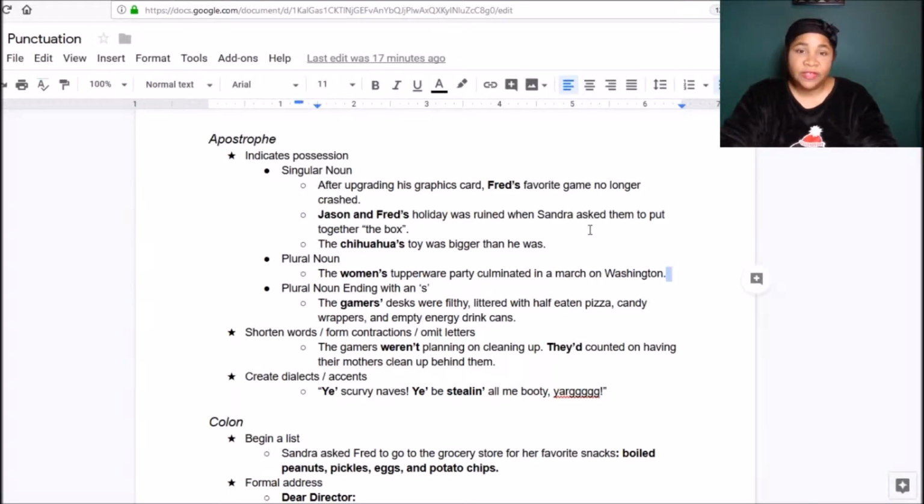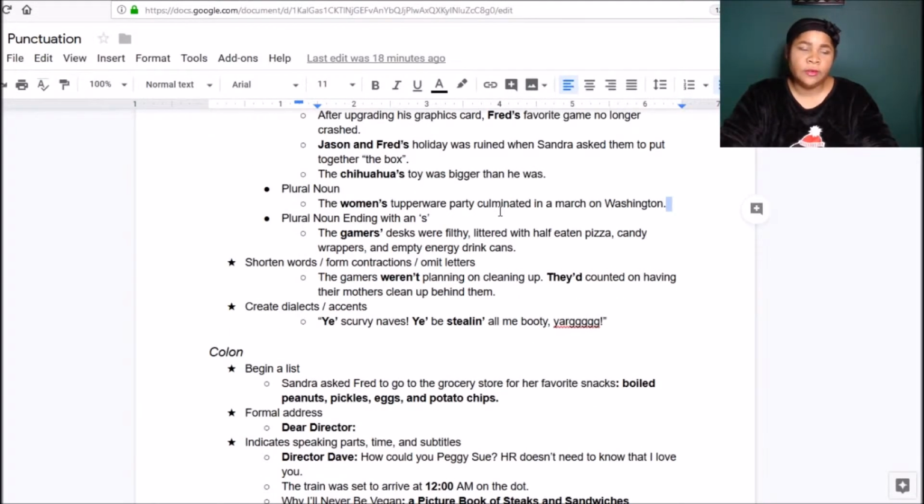An apostrophe is used to indicate possession. When you use it for a singular noun, you just put an apostrophe S, unless the word itself ends in an S or an S sound, like an X. In that case, you put the apostrophe at the end. For a plural noun, you again put the apostrophe before the S. The plural noun that ends with an S or an S sound also needs to have the apostrophe at the end.